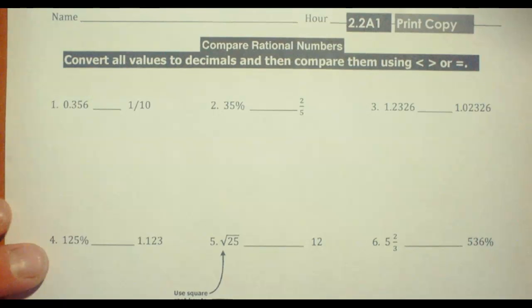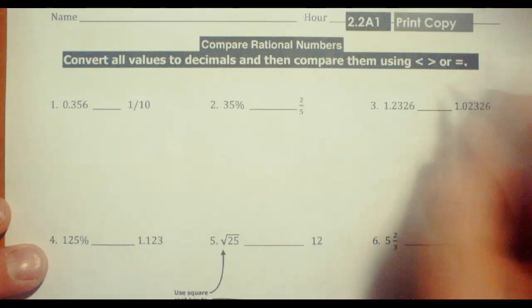Hello, this is a tutorial on 2.2a1. We're going to be comparing rational numbers, and we're going to do that by converting them all to decimals, and then we're going to compare them using these inequality symbols right here.